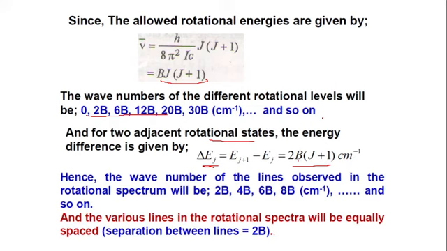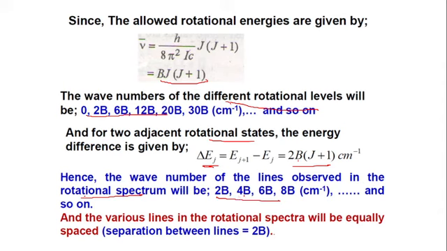2b, 4b, 6b. The wave number of the lines observed in the rotational spectra will be 2b, 4b, 6b and 8b. The wave number of a different rotational level is what? 0, 2b, 6b and 12b. And here the wave number of lines observed in the rotational spectrum. The rotational levels are different and the rotational spectrum is different. In the rotational level their values will be 0, 2b, 6b, and the wave number of the lines observed in the rotational spectrum is what?